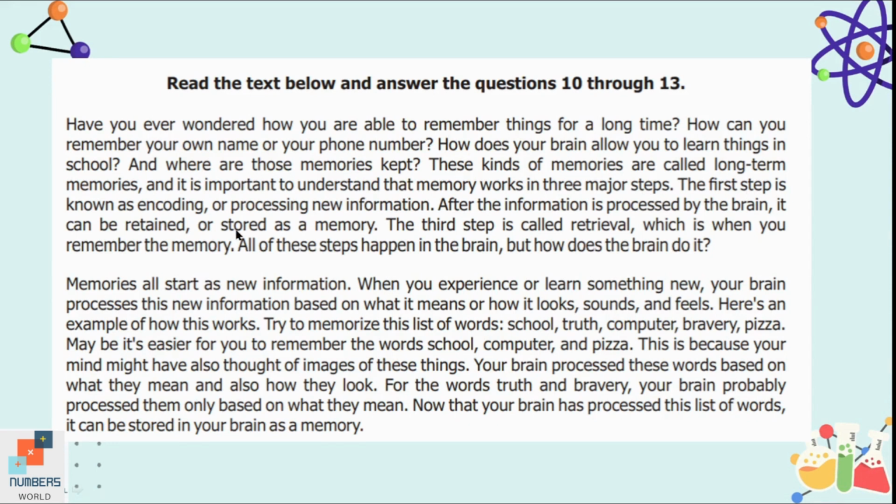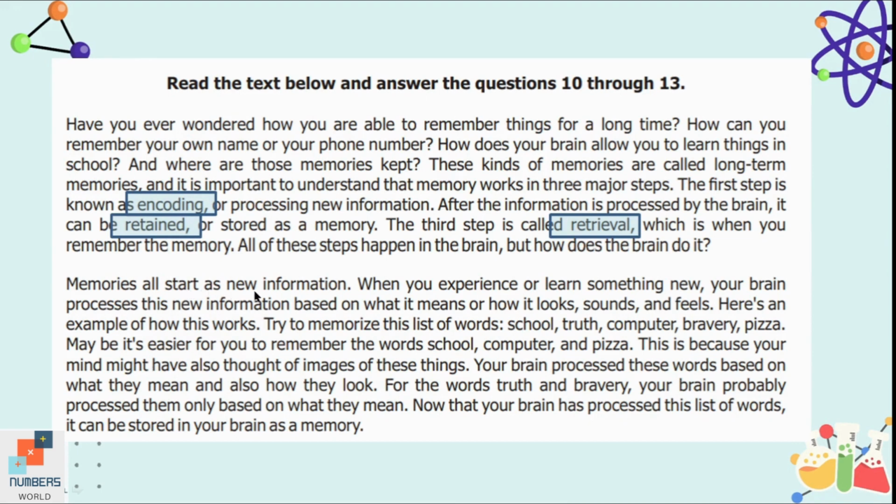steps. The first step is known as encoding or processing new information. After the information is processed by the brain, it can be retained or stored as a memory. The third step is called retrieval, which is when you remember the memory. All of these steps happen in the brain. But how does the brain do it?